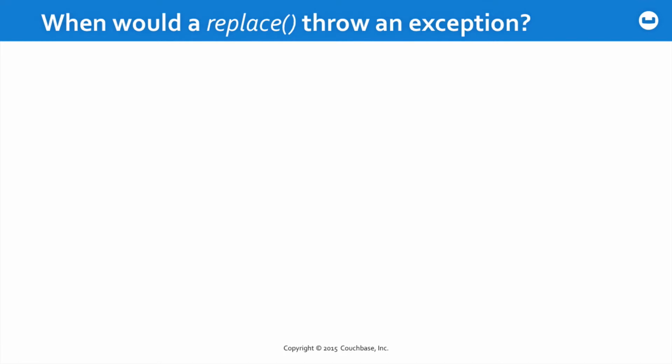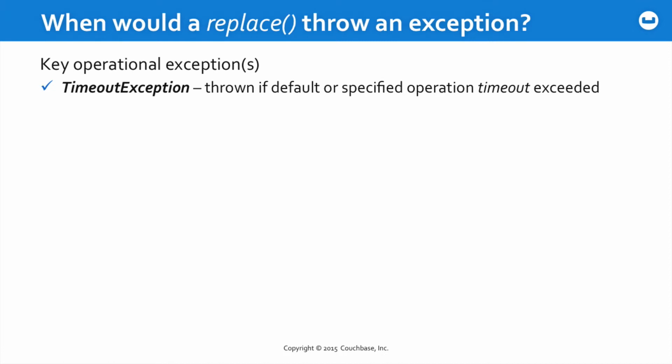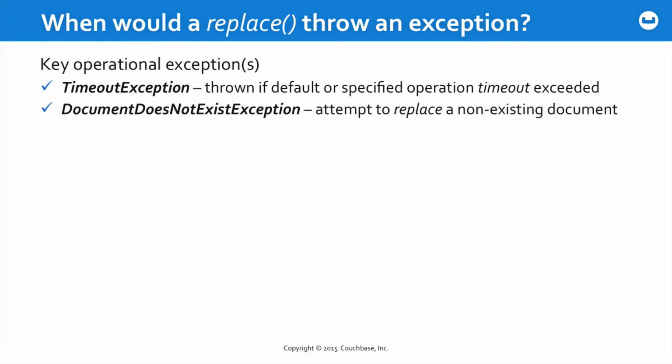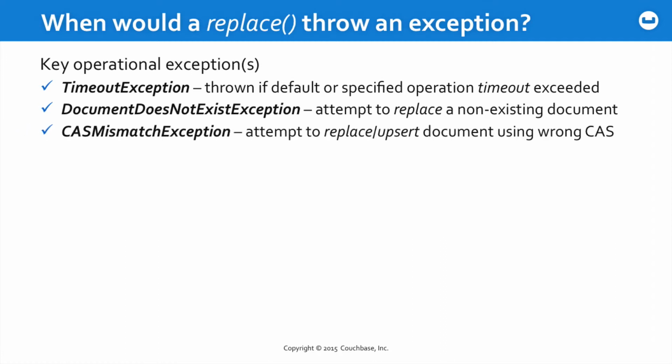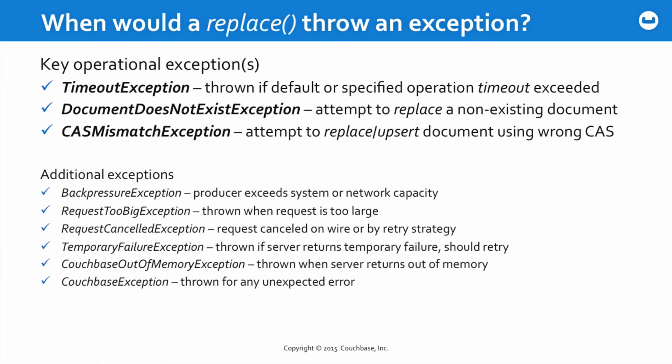So when might a replace operation throw an exception? Well, it could happen if the particular request times out. It would also happen with a replace if the document does not exist. It also could be thrown if the check and set value doesn't match. We'll talk about that more in a later lesson. The other exceptions we've talked about are also available: back pressure, request too big, request canceled, temporary failure, out of memory, and so on.